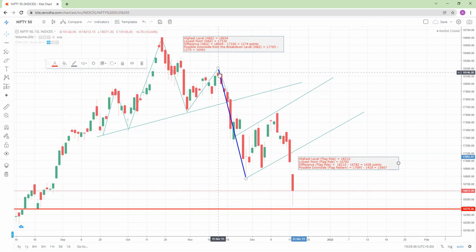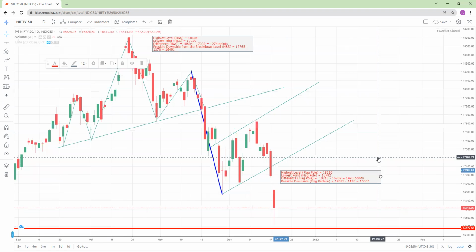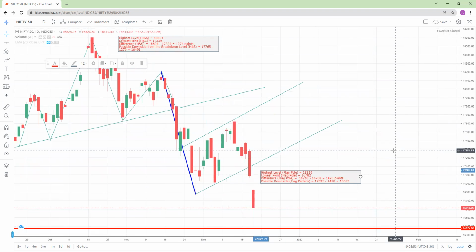So it is 18210 and the lowest value is coming out to be around 16782. You will have to again see it here. Okay, it is 16782. So once again, we will calculate the difference between these two values, which is coming out to be 1428 points. We have already mentioned everything here so that a little time is saved.